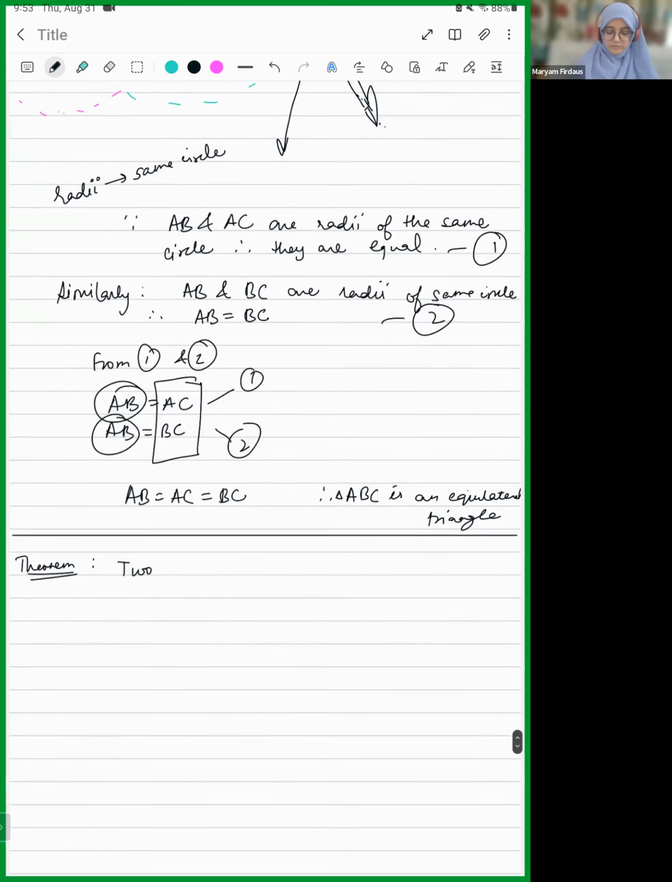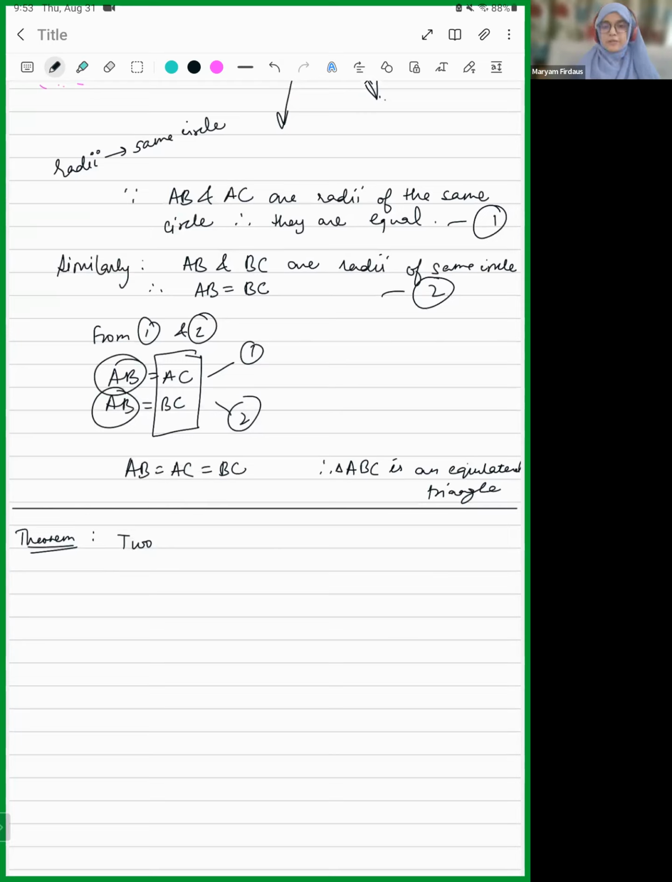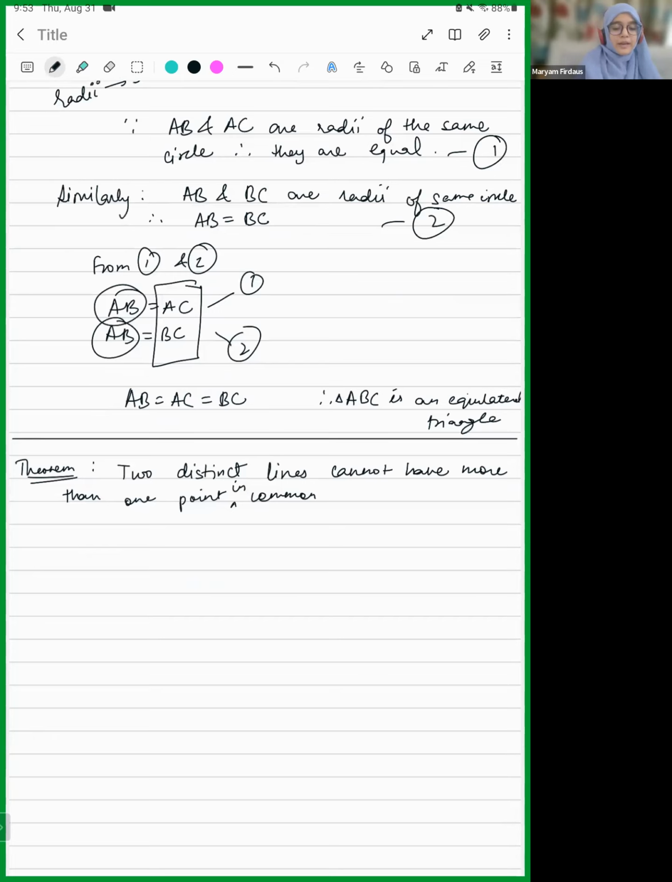Okay. So there's a theorem that, and we know this, but we are now going to prove it by Euclid's axioms and postulates, that two distinct lines, distinct means different, have only one point common between them, or in other words, cannot have more than one point in common.